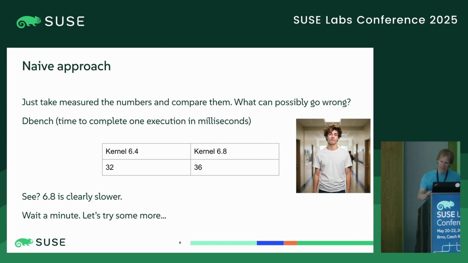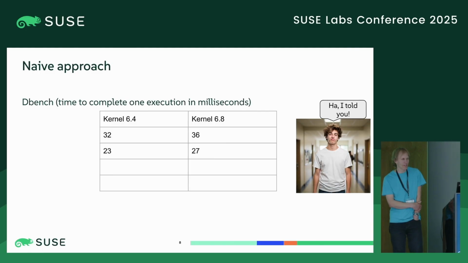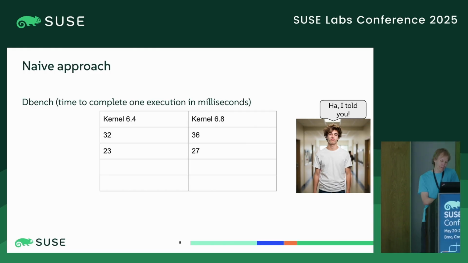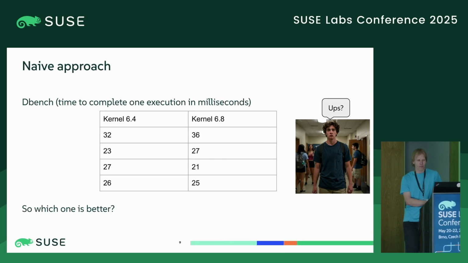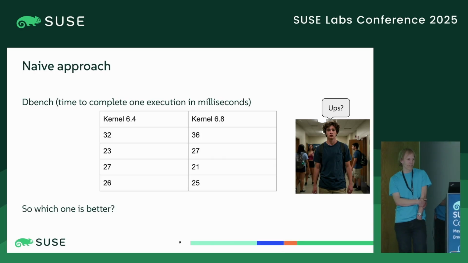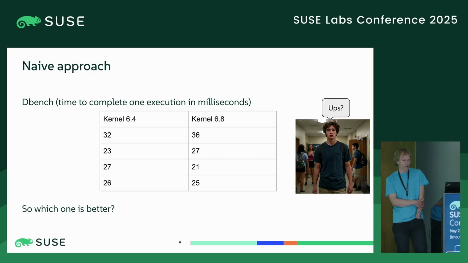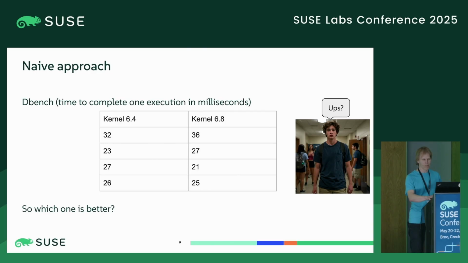So wait a minute. If you try again, then you will get numbers like, for example, these are actually measured numbers, 23 and 27. Now you may be getting suspicious, but still 6.8 seems slower. But if you do a few more tries, then you get numbers like 27 versus 21. So now 6.8 suddenly looks faster. 26 versus 25, so again 6.8 is somewhat faster. So which one is actually better when you have numbers like this? That's the question we have here.